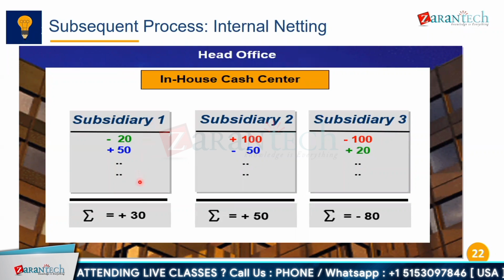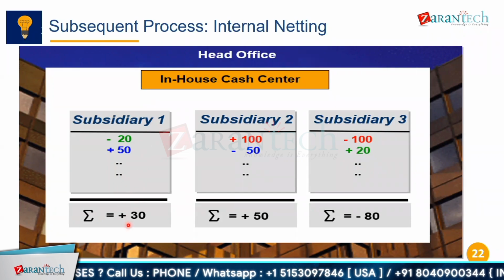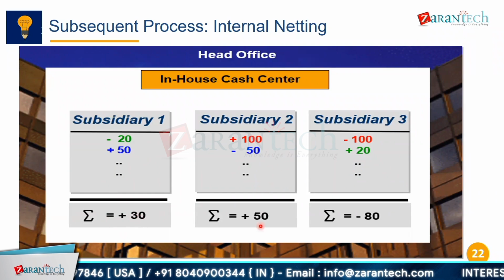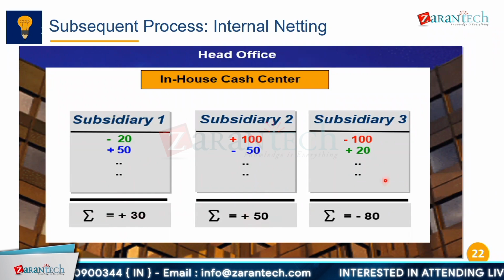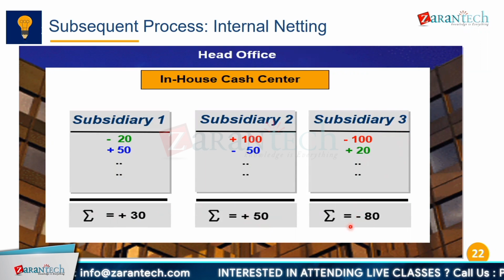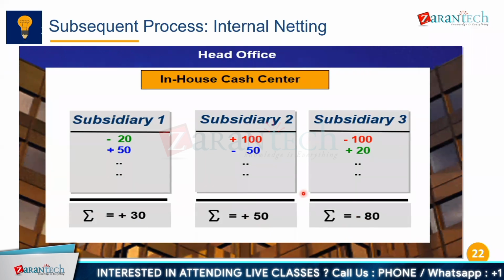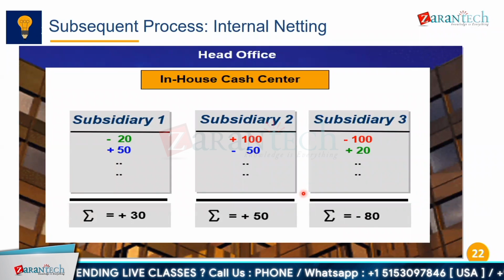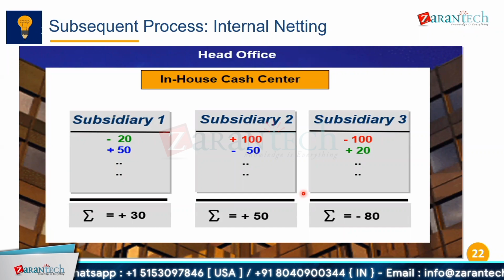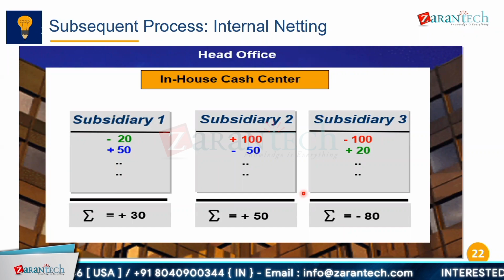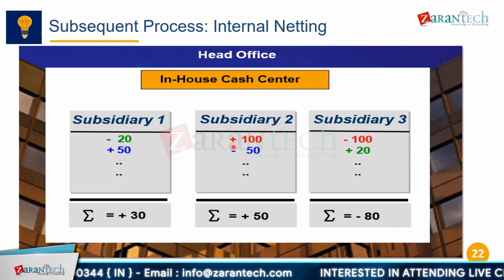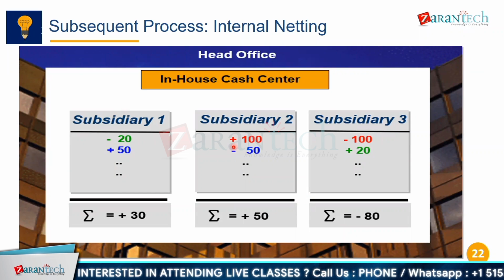Now, if you look at the overall intercompany balance, in this subsidiary there is a receivable of 30, in subsidiary 2 a receivable of 50, and here a payable of 80. So when the balance goes to the in-house center, they can run this netting. All the fund transfers may be possible at the head office level, where they will run this netting. All these payables and receivables between the subsidiaries will be netted off, and the net balance is what in-house cash will manage.